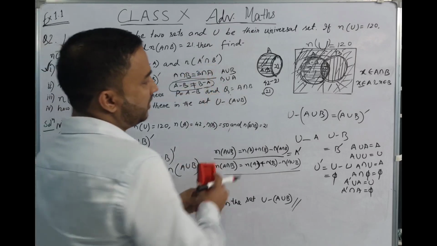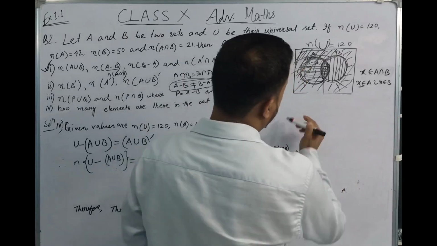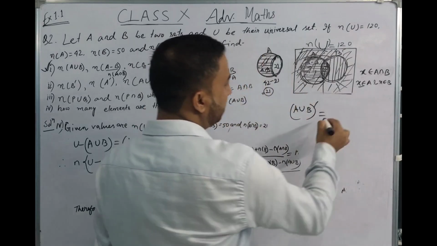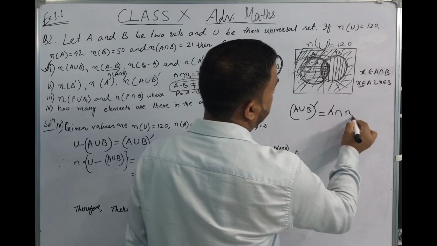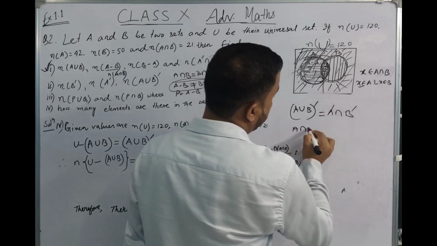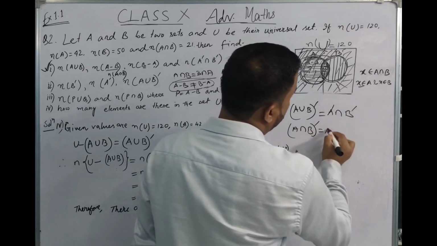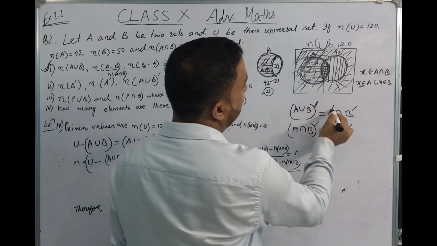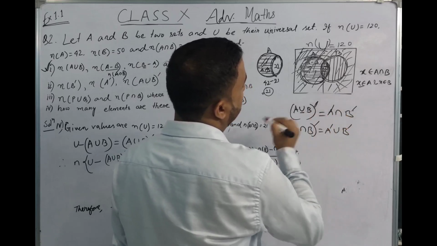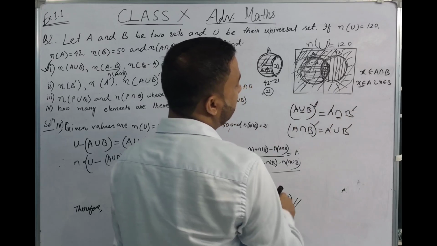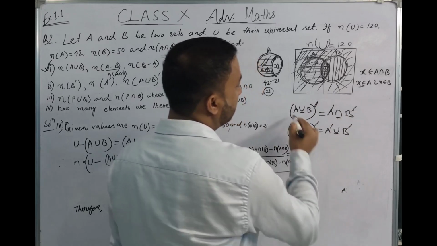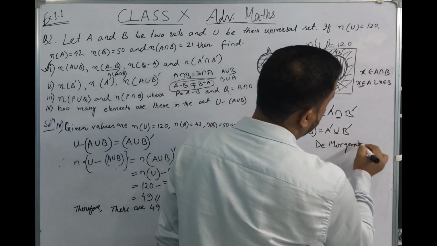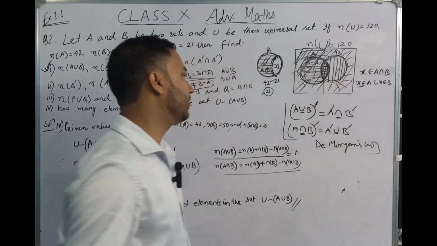What was De Morgan's law? De Morgan's law was that if it is A union B complement, then it is equal to A complement intersection B complement. If it is A intersection B complement, then it will be equal to A complement union B complement. Just the complement will come on the two sets, and instead of union you have to take intersection. If it is intersection you have to take union. So this is nothing but De Morgan's law. This is known as De Morgan's law.